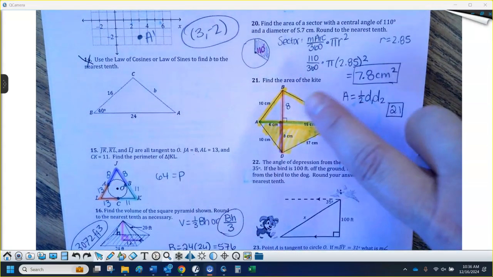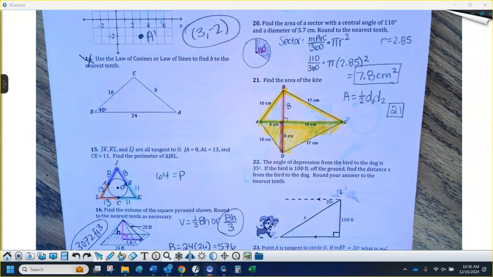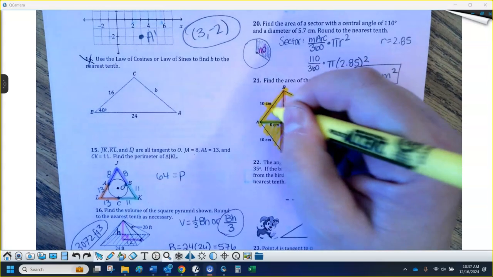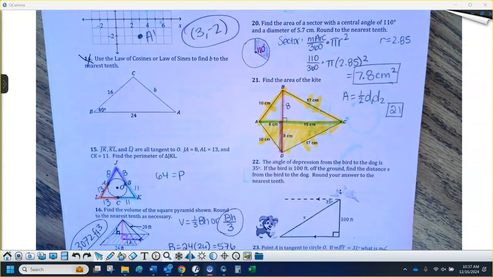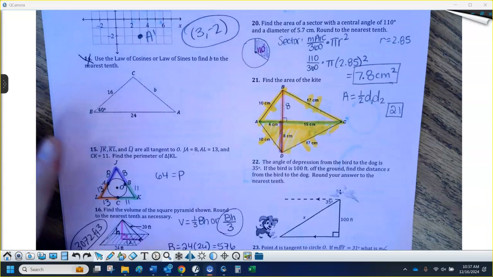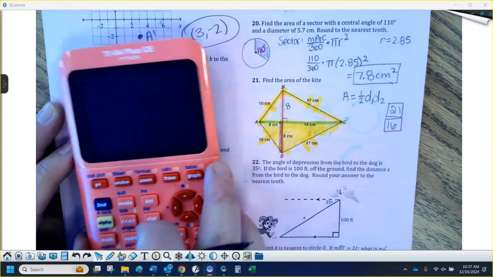Those are not the same on either side, but one of the diagonals in a kite, depending on how the picture is turned, bisects. The diagonal that runs between, like these two sides are both 10, these two sides are both 17, the diagonal that runs between those two bisects the other diagonal. So then my actual entire diagonal there, 8 and 8 is 16. You just got to remember to get that whole line.